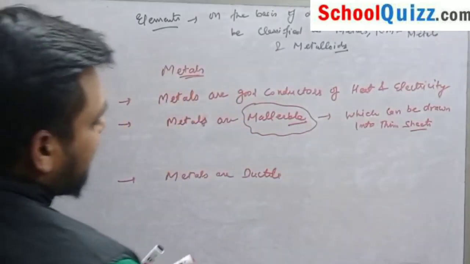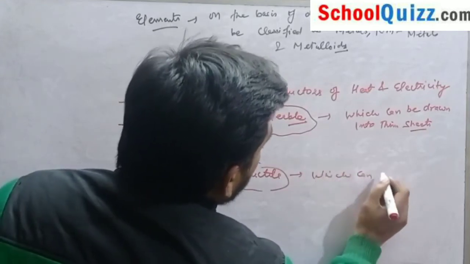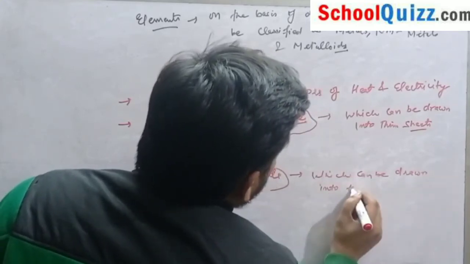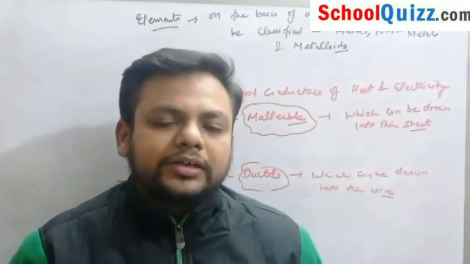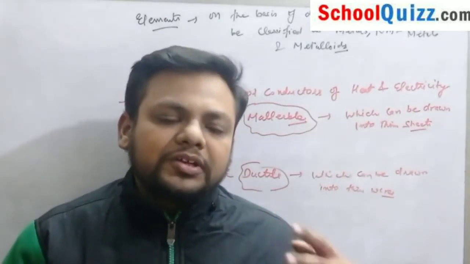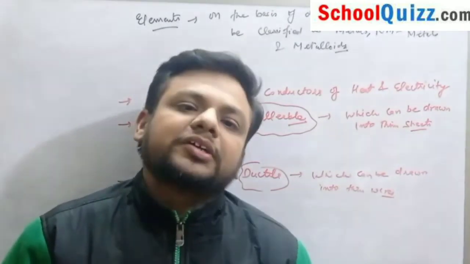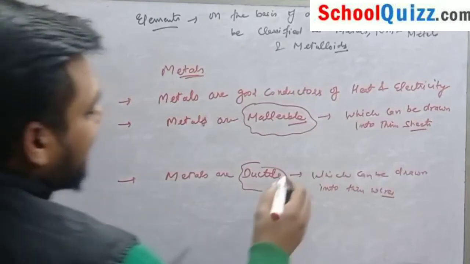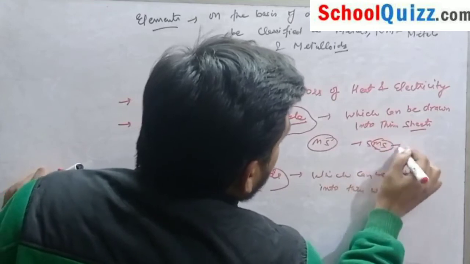Whereas ductility is what? Ductility is the property by which a metal can be drawn into thin wires. That is our ductility. So don't get confused between malleability and ductility. Malleability means drawn into thin sheets, whereas ductility means drawn into thin wires. It is like SMS, so we can take it as MS.